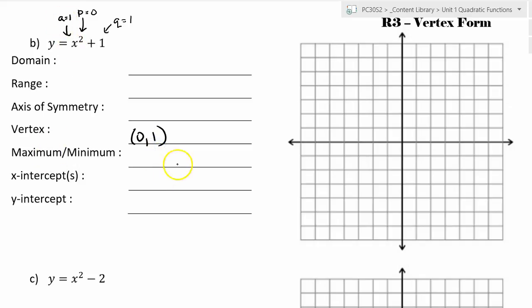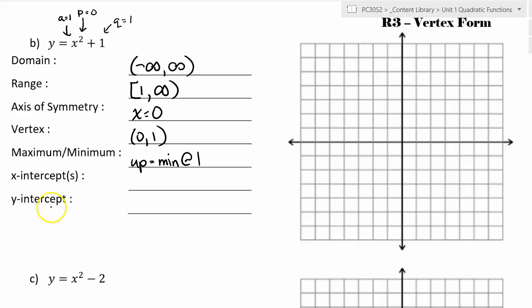A is positive, so I'm opening upwards, which means it's still a minimum. The axis of symmetry goes through the x value of my vertex, so it's still x equals 0. Opening up, my range is from not 0 now, because it's the y value of my vertex that determines my minimum. You can even list it as 1 to help yourself out. From 1 upward, and my domain is negative infinity to positive infinity.